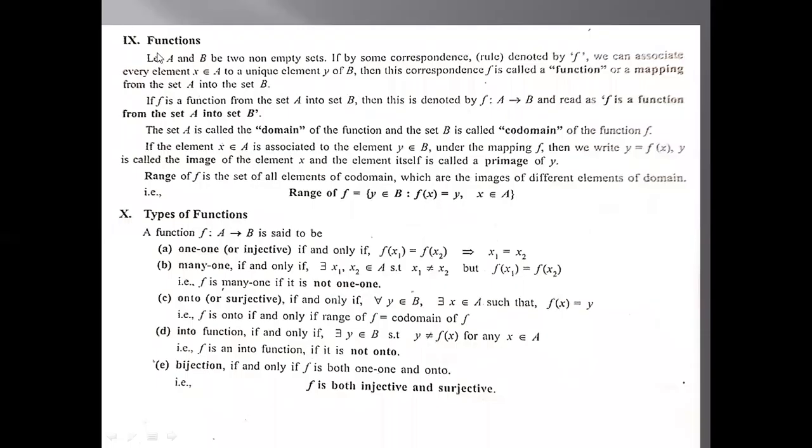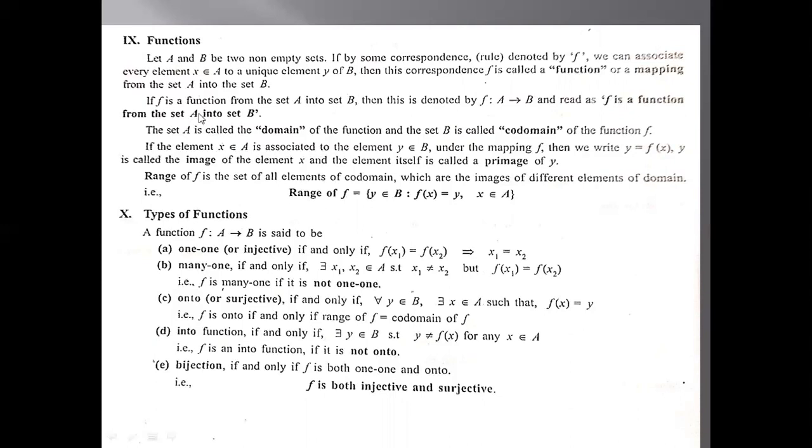Next, functions. First of all, just recall the definition of function. To define a function, we require two non-empty sets. F is said to be a function from A to B if it satisfies two conditions. The first condition is that all the elements of the set A must be related to some element of the set B.